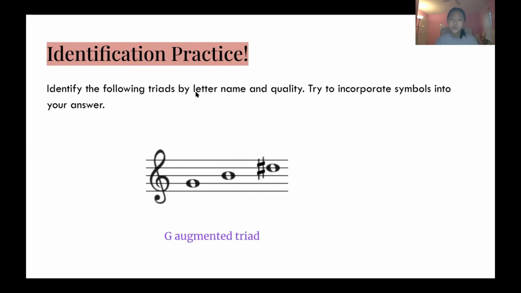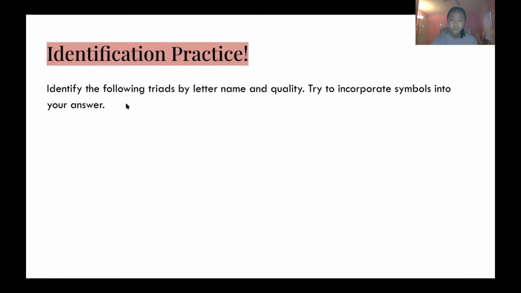So the answer to this one is a G augmented triad. So if we work out the intervals between each note, we know that G to B is a major third, and B to D sharp is also a major third. And when we have two major thirds, that gives us an augmented triad. Alternatively, we can connect the bottom note and the top note, G and D sharp, and we know that gives us an augmented fifth. Therefore, this triad is augmented.